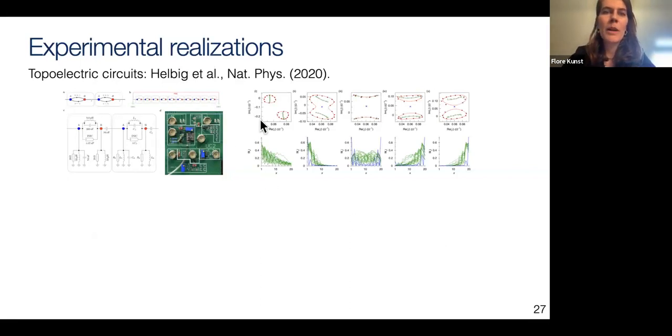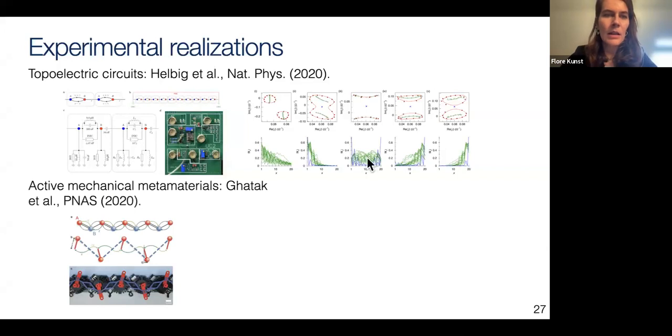One platform where this chain has exactly been realized is in topolectrical circuits. There you can use amplifiers and resistors to get these different couplings between sites. And here in the voltage profiles, they exactly see this skin effect behavior. Another system is in active mechanical metamaterials. Here they didn't quite realize the same system, but another system with these couplings.